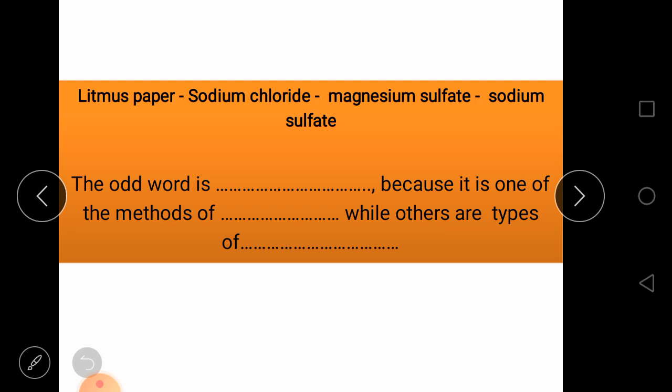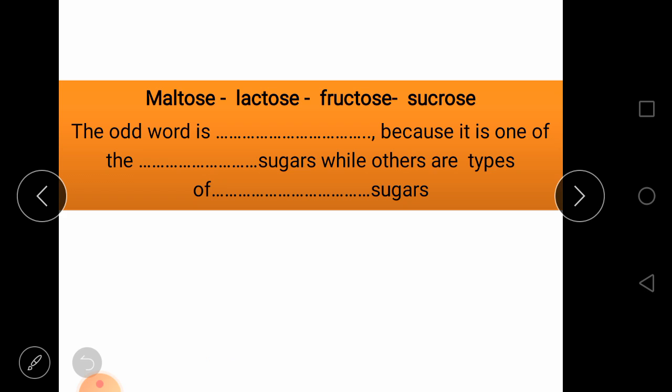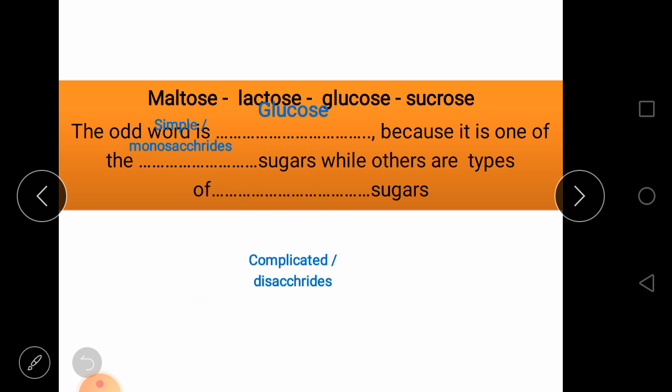And look at these things: litmus paper, sodium chloride, magnesium sulfate, and sodium sulfate. The odd word is litmus paper because it is one of the indicators, while others are salts. Now let's go to the sugars here. The odd word is fructose, yes, because it is a simple sugar or monosaccharide, while others are complicated sugars or disaccharides. Here it is glucose sugar, simple and complicated.